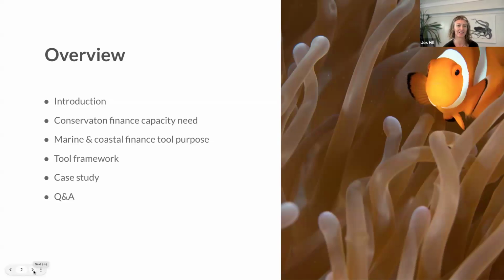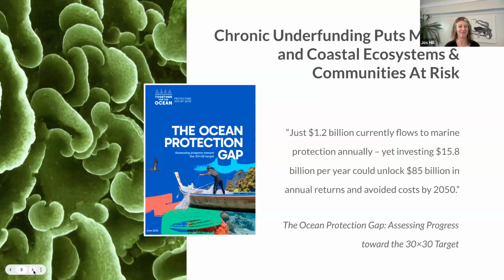Next slide, please. So as we all know, marine conservation is chronically underfunded, and this puts coastal marine ecosystems such as coral reefs, mangroves, and seagrasses at great risk, including the communities that depend on them. The Ocean Protection Gap report released at the United Nations Ocean Conference this year shows that while only 1.2 billion currently flows to marine protection each year, investing 15.8 billion annually could unlock 85 billion in returns and avoided costs by 2050. So to bridge this gap, we've got to deploy finance solutions at scale.